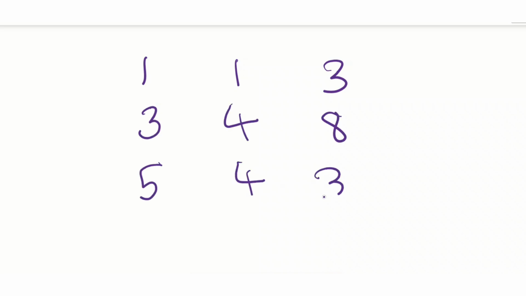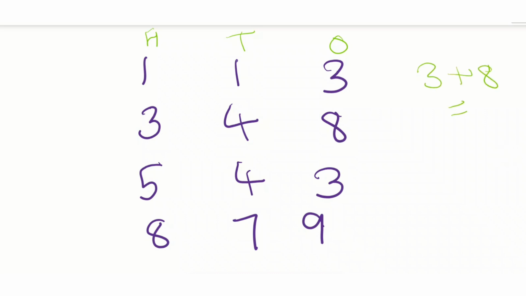Now let's move on to 3-digit numbers. We have 113 plus 348 plus 543 plus 879. So we have these numbers, writing down their position. So to give you a clear idea, this is the hundreds place, tens place, and ones place. According to the rule, we're going to start off with the ones place, where we have 3 plus 8, which gives us, 3 plus 8 is 11.